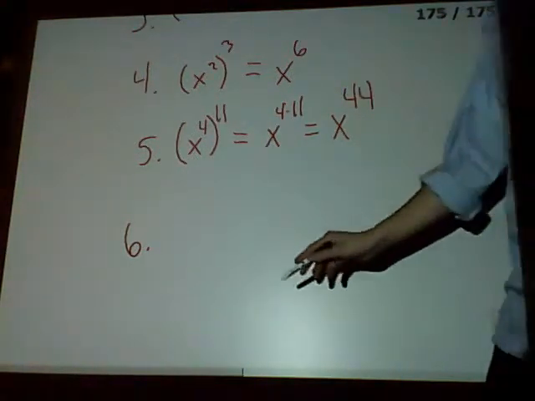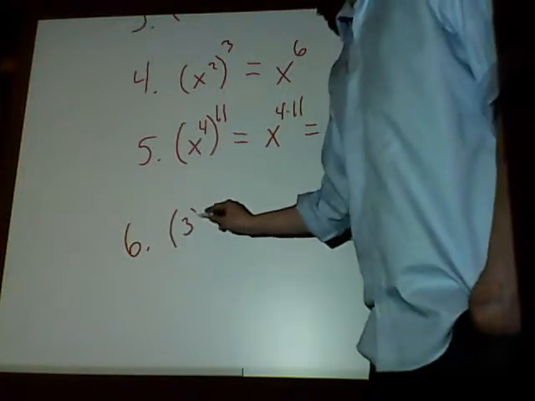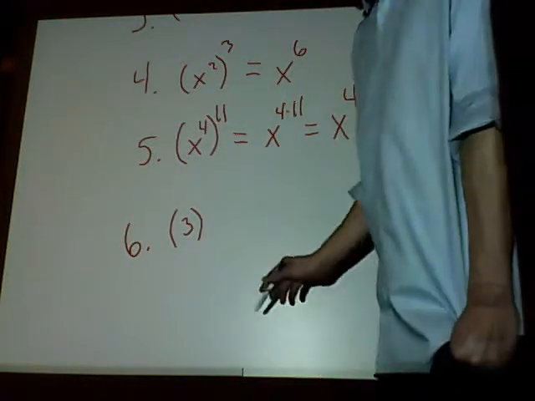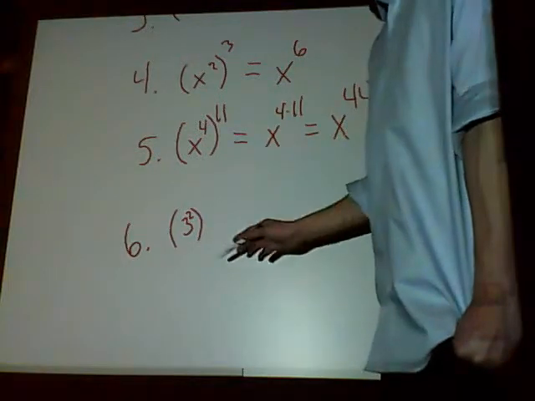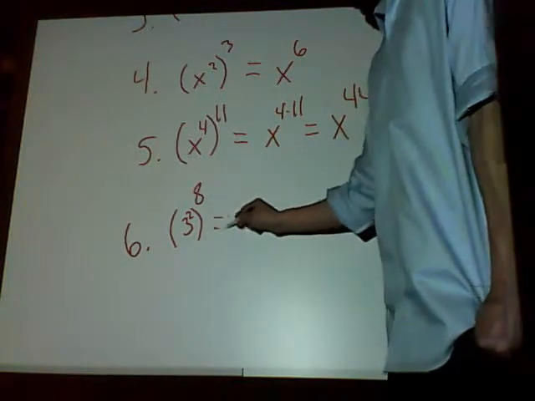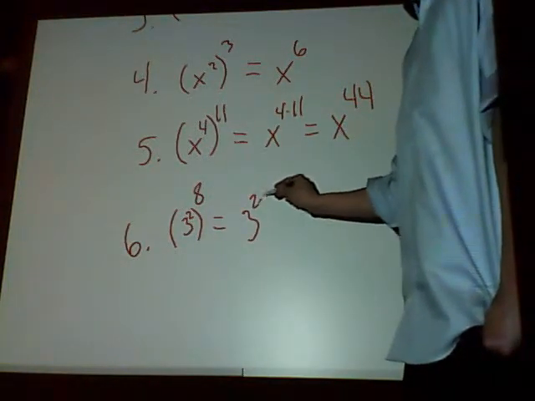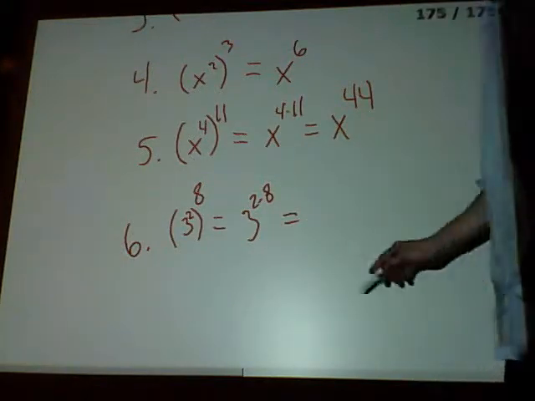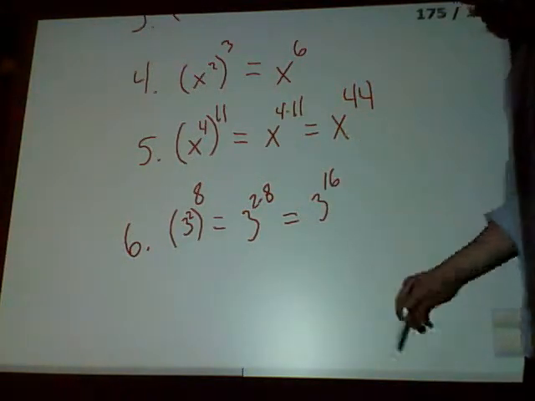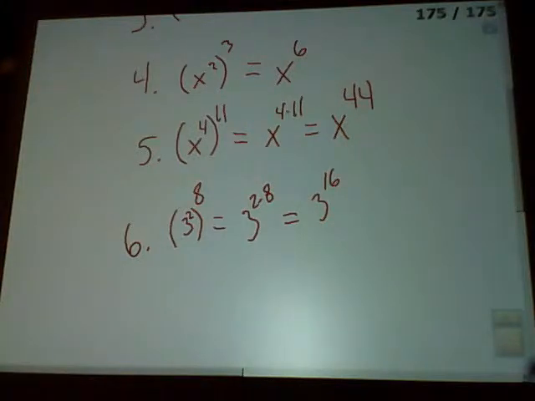So we got x to the 44. Let's do one more. Let's do 3 squared to the 8th. All right, and that makes 3 to the 2 times 8, and that gives us 3 to the 16th.